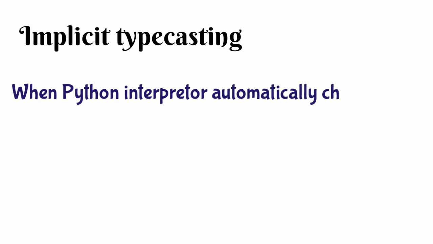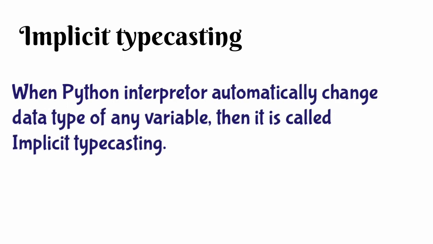So first of all, implicit typecasting. When the Python interpreter automatically changes the data type of any variable, then it is called implicit typecasting. Now let's see how this is done.